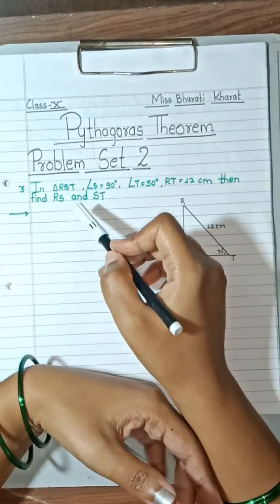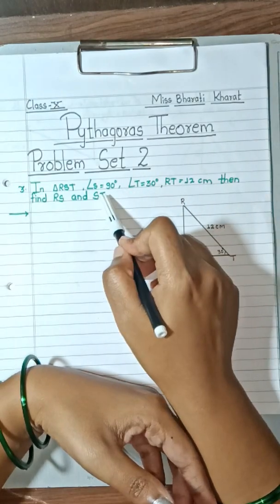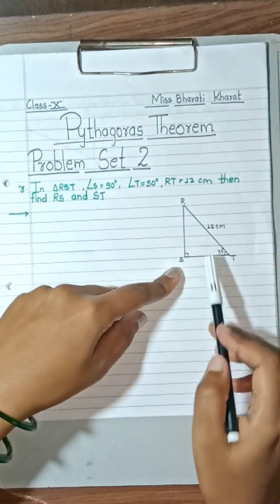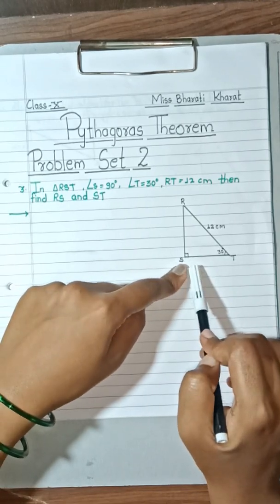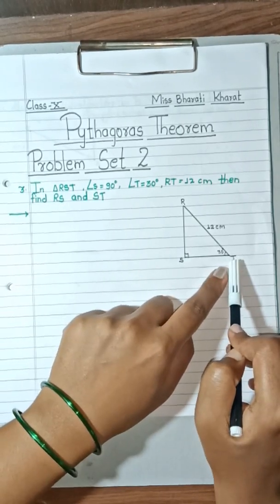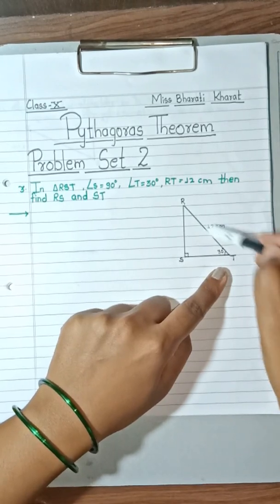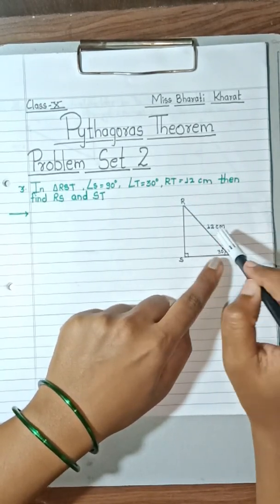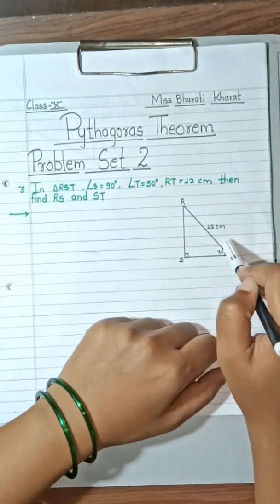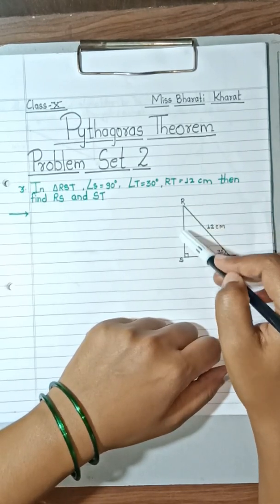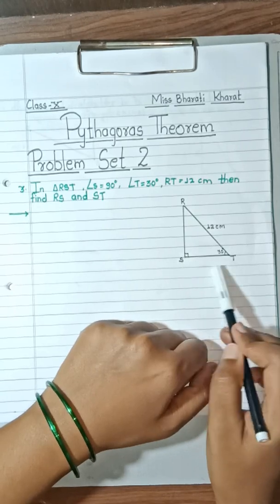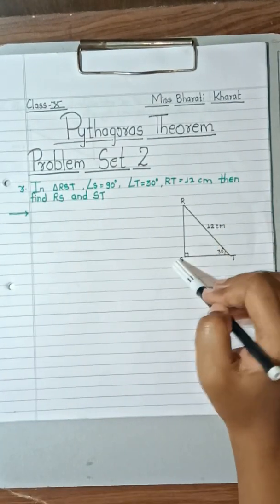In triangle RST, angle S is 90 degrees. Now see this triangle RST: angle S is 90 degrees, angle T is 30 degrees, and they have given the measurement of RT, that is the hypotenuse, which is 12 centimeters. Then we have to find RS and ST. We have to find the measurement of RS and ST.